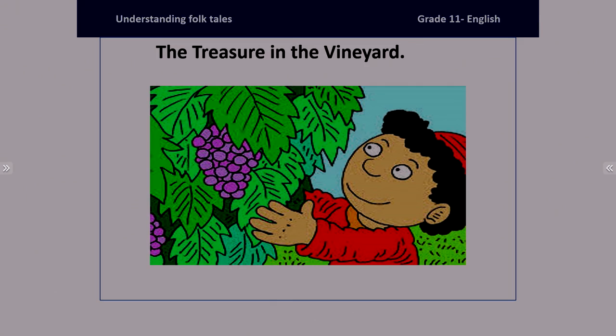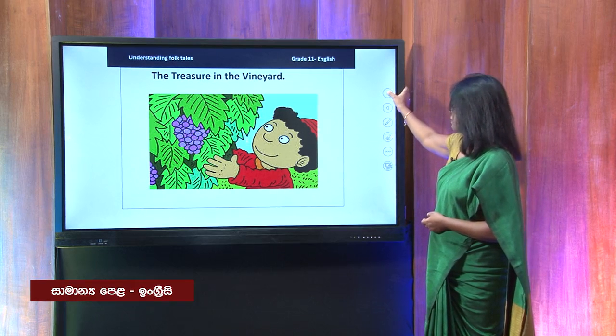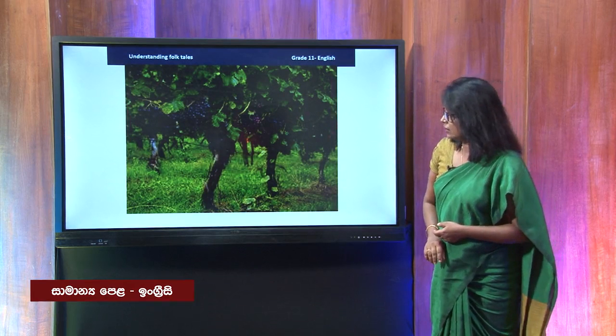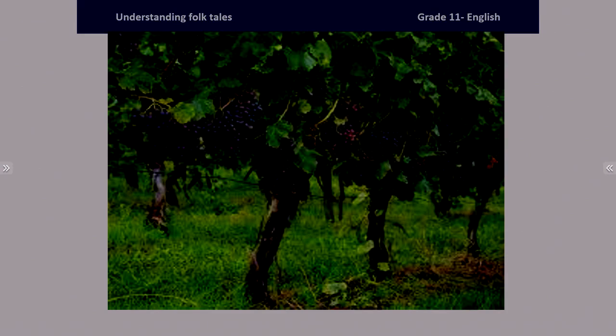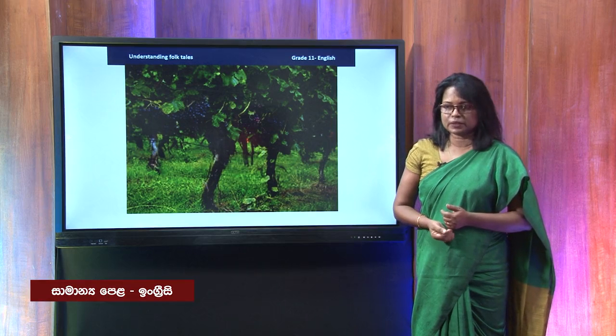A vineyard is a plantation of grapes. Let me show you a picture of a real plantation of grapes. Can you see the bunches of grapes here? Okay, so today we are going to read about a treasure in a vineyard. I have divided the story into different parts so that it's easy for you to read the story. We'll start with the first part.